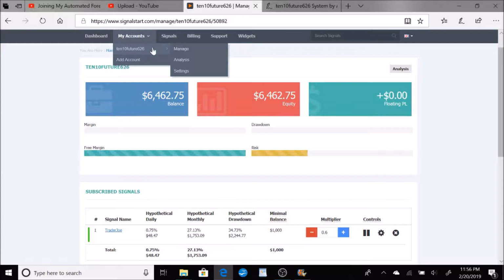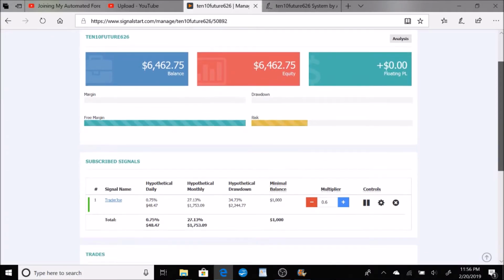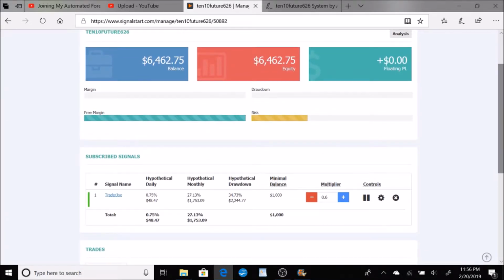I'm in the manage section, so we go to manage and it brings you right to this page. He's been with me for about 20 days now. Started February 1st. He's already up over $1,400 for the month on a $5,000 account. He's doing it on minimum risk too, just to let you know. So we're doing very good.